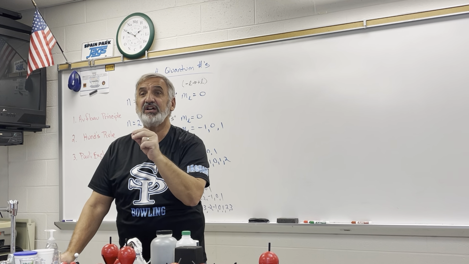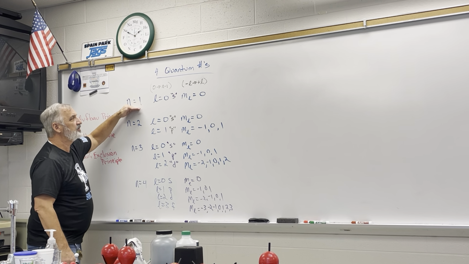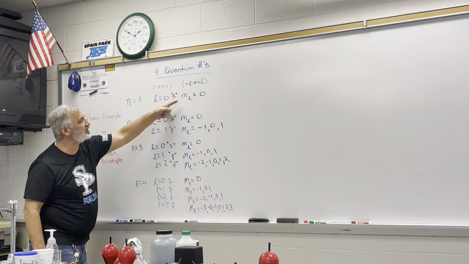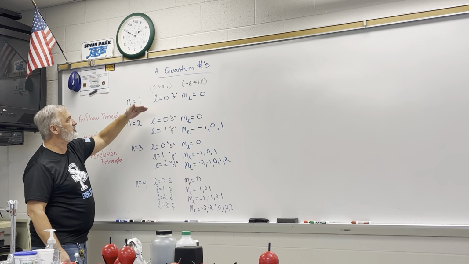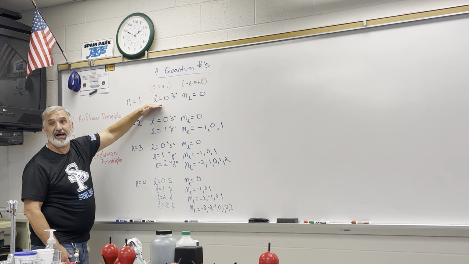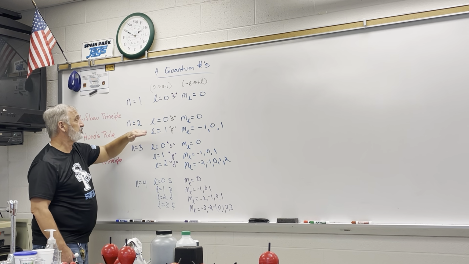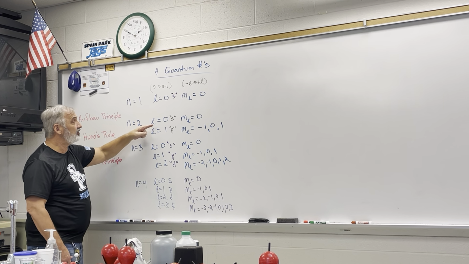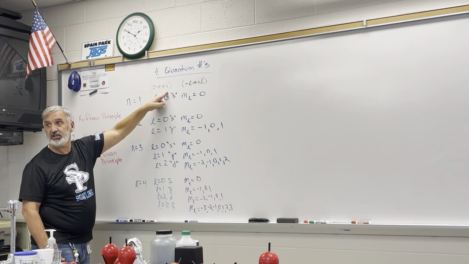Okay, now look, so here we go. So we have, when n equals 1, L can only equal 0. Now I'm going to talk to you about where this m sub L is going to come from. That's our third quantum number, so we'll do that. But on the first energy level, you only have one possible answer for L, and that's our S sublevel. N equals 2, L can equal 0 and 1. It can always equal from 0 up to n minus 1.